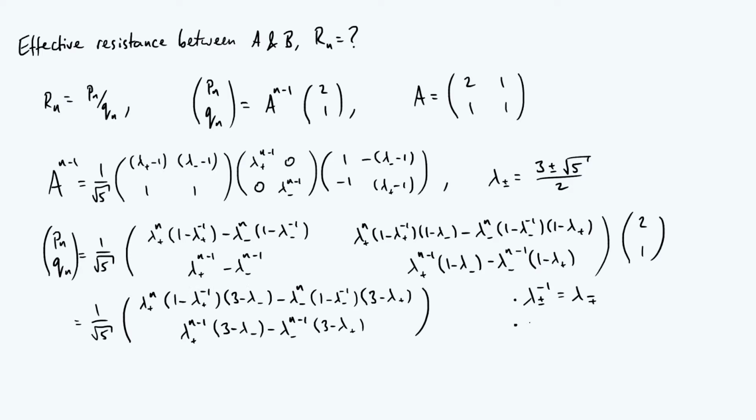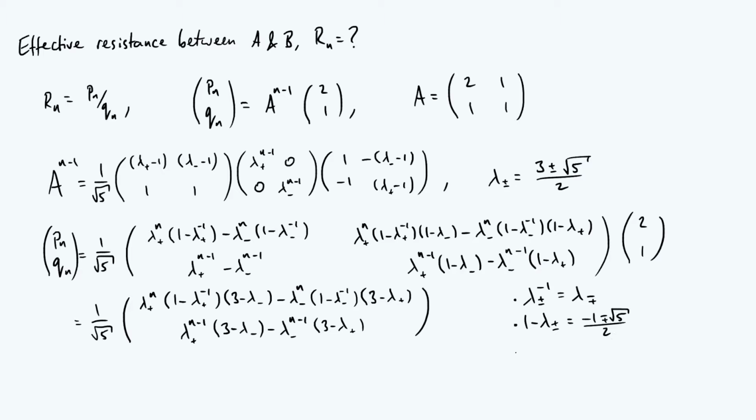Secondly, it's useful to know what 1 minus lambda plus or minus is equal to, because you've got those 1 minus terms there. Again, just because you know the values of lambda plus or minus, substitute that in and you conclude that 1 minus that is minus 1 minus or plus the square root of 5 divided by 2.